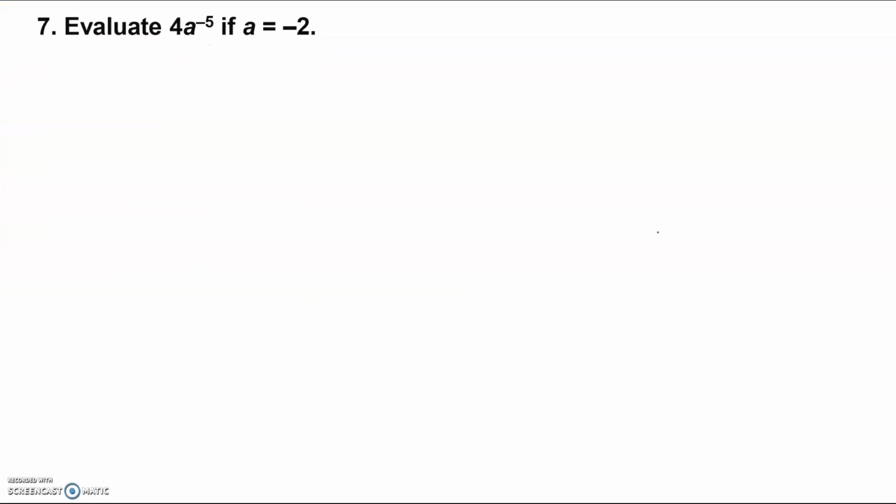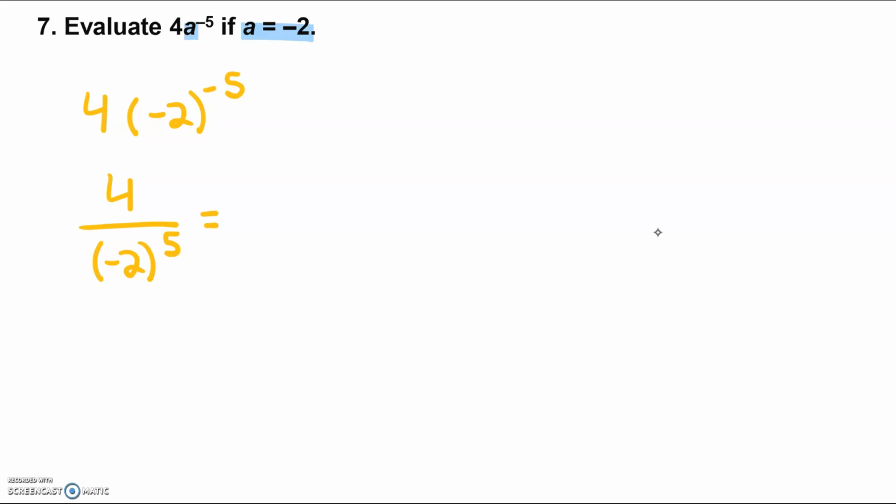Now, the same idea here: we can evaluate with our expressions again. The a is negative 2, so negative 2 is going to be plugged in right there. So 4 times negative 2 to the negative 5th power. We don't like negative exponents, so we have to get rid of those. Our 4 is just going to stay on the top, and our negative 2 is going to go down to the bottom of our fraction, and our exponent is going to become positive.